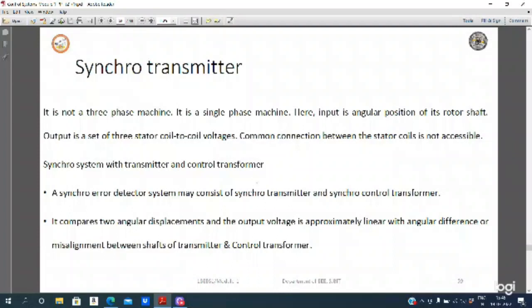Next, we have the synchro transmitter. There are two parts, one is the transmitter and another one is the receiver. It is not a three-phase machine, it is a single-phase machine. Here the input is the angular position of its rotor shaft. The output is a set of three stator coil to coil voltages. The common connection between the stator coils is not accessible.